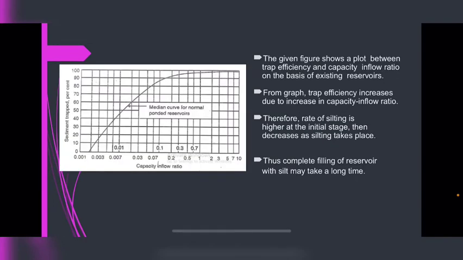Based on the data taken from existing reservoirs, a graph is plotted between trap efficiency and capacity inflow ratio. From the graph, we can say that trap efficiency increases with an increase in capacity inflow ratio. Therefore, the rate of silting is higher at the initial stage and then decreases as silting takes place. Hence, we can say that complete filling of a reservoir with silt may take a long time.